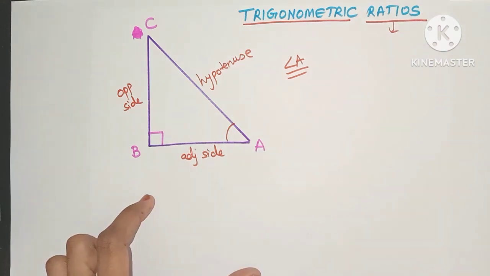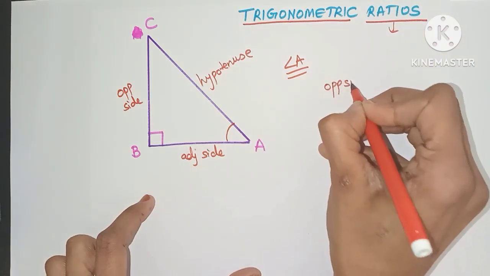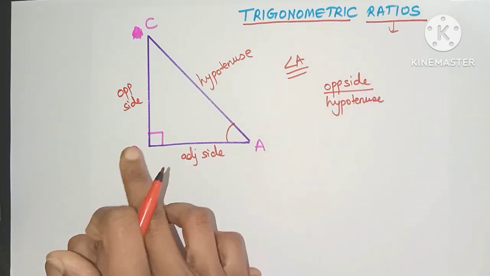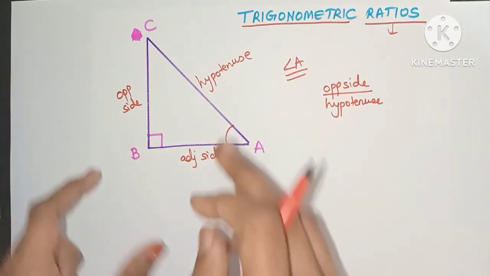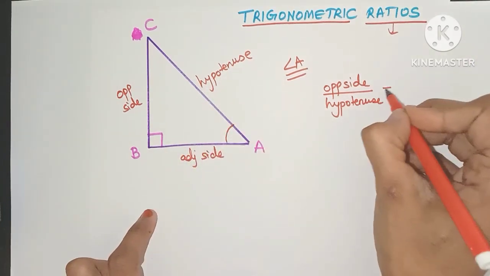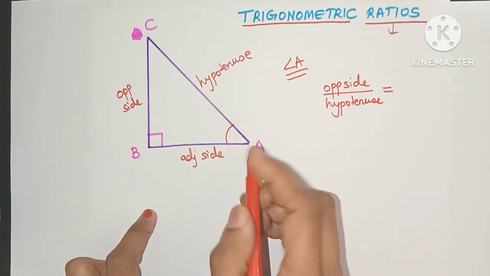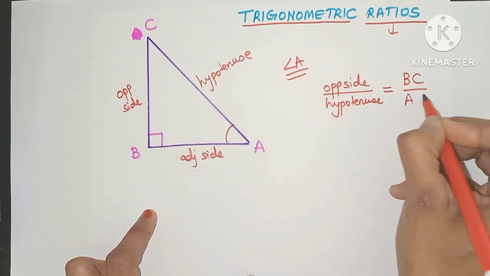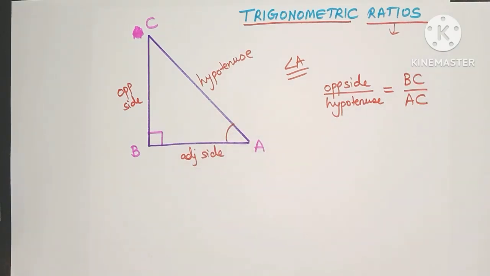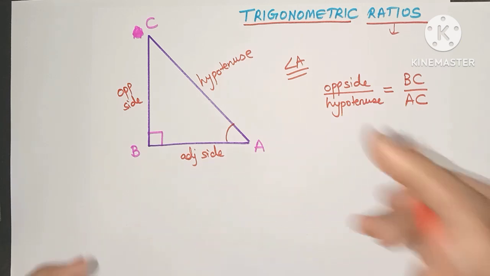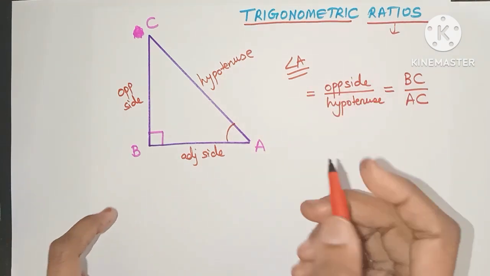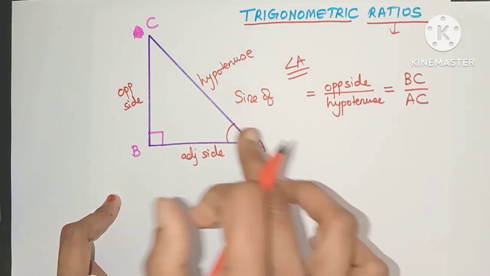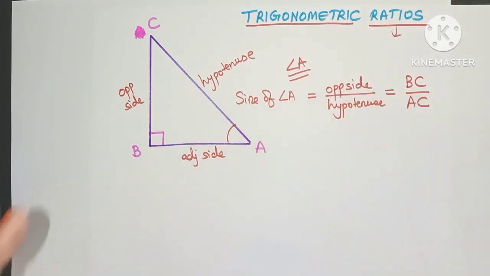Let me first go for the combination of opposite side divided by the hypotenuse. What am I doing? I'm taking the ratio of the length of the opposite side to the length of the hypotenuse. So remember, this is for angle A. What is the opposite side for angle A? It is BC. And what is the hypotenuse? It is AC. Friends, this is the first trigonometric ratio. And just to give it a name, mathematicians have given this the name sine of whichever angle it is. We are considering angle A, so it will be called sine of angle A.